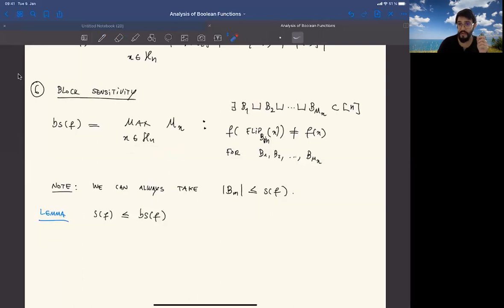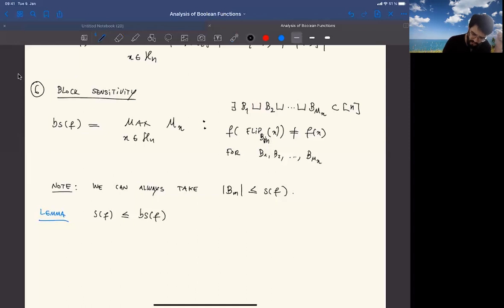So what is the scenario? Well, you take a variable x such that it realizes the sensitivity. That means you have exactly s(f) coordinates that if you flip one by one, then the value of f(x) changes each time, okay? Then you can select the blocks to be just blocks of just one element, each one of these elements that you change that realizes the sensitivity of the function at that particular point x. So the number of blocks will be s(f). And so block sensitivity will be larger. Okay, so if you don't get it, listen to my explanation again and think a bit more. But basically just select the blocks as the single elements and those elements will be given by the coordinates of the x that realizes the sensitivity for your function.